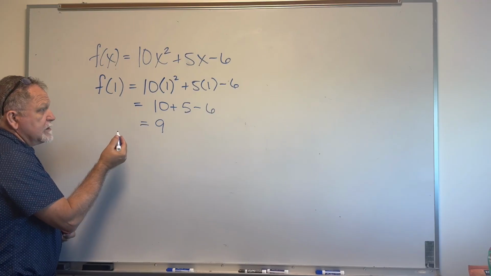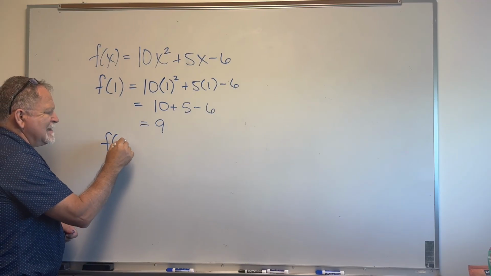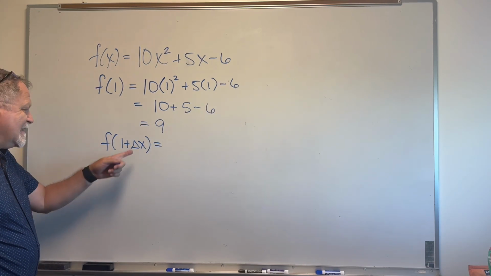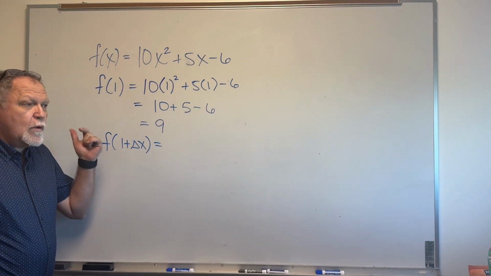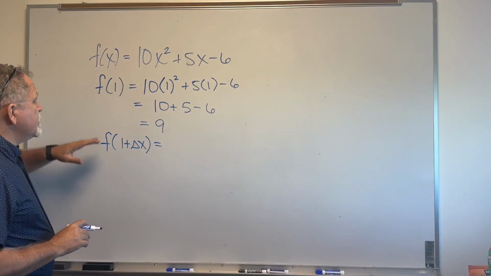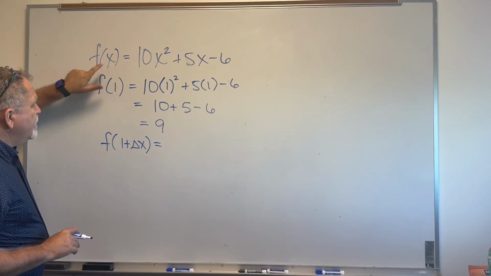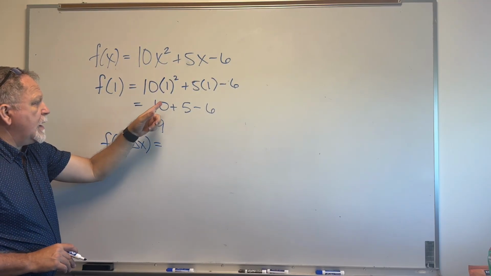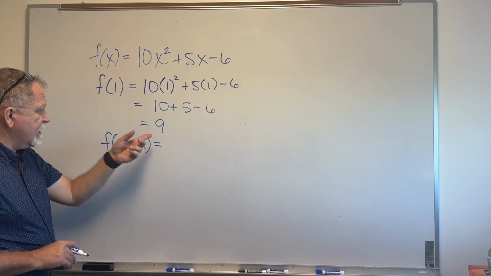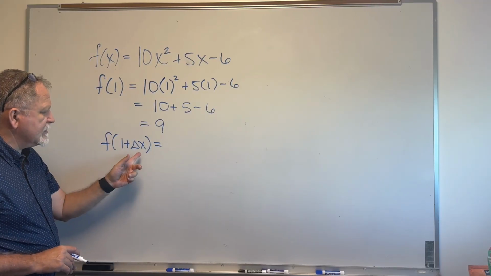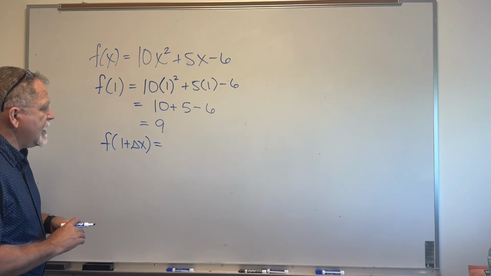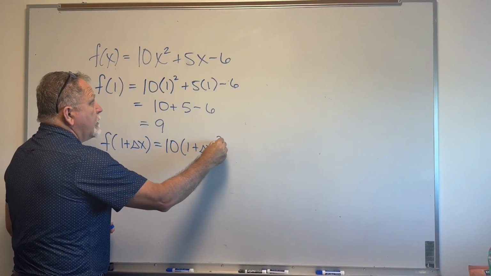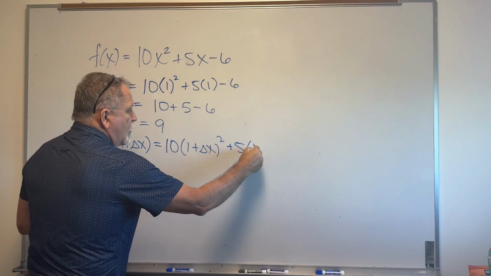Well, what if I wanted to do something like f of 1 plus delta x? And this is where folks have been having trouble. They see this delta x and they freak out a little bit. Well, the process is the same. So think of what we did up here. F of 1, we just replaced all of the x's by a 1. So we're going to replace all the x's when we're calculating f of 1 plus delta x, all these x's by 1 plus delta x. So it becomes 10 times 1 plus delta x, quantity squared, plus 5 times 1 plus delta x, minus 6.